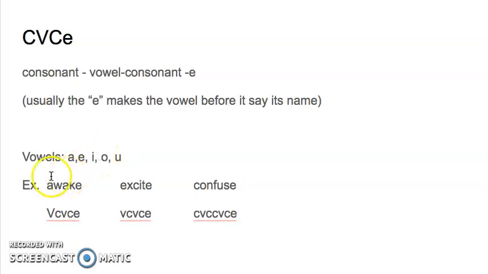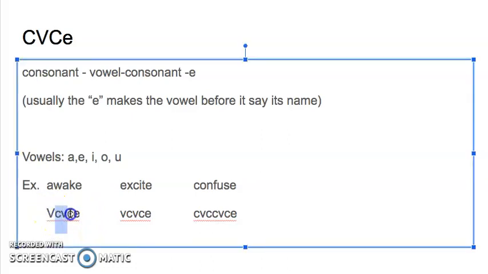So what we're talking about is like in the word awake, we have a vowel, consonant, E. So at the end you see this consonant, vowel, consonant, E. That is the pattern that we are working with. The E at the end is going to make whatever this vowel is say its name. In this case, it's A. So awake, you can hear A in the middle of that word.